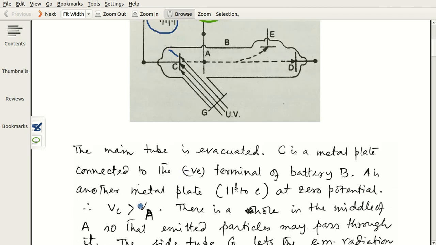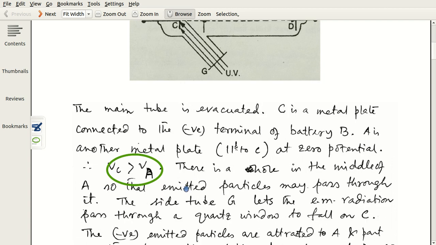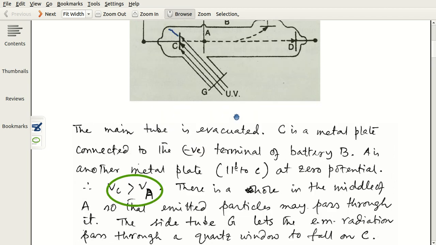As I see, this is written in a wrong way, so do a correction here. This is incorrect. This is VC less than VA. Do a correction here. Note: this will be VC less than VA. Note it and make the correction instead of this place.